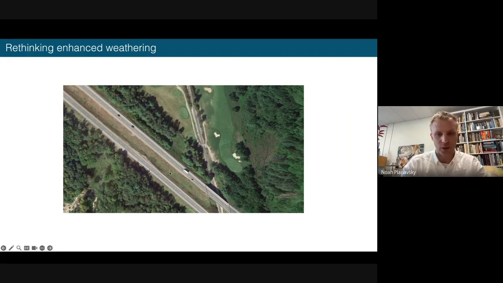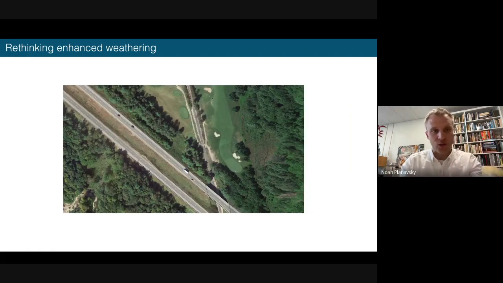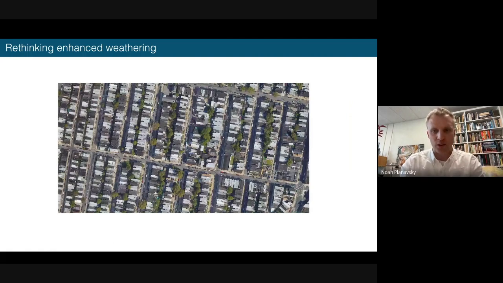So, for instance, if you think about medians and more natural areas along the edges of roads, they could be prime targets for enhanced weathering. However, not all roads are going to be ideally suited for that. So to be able to estimate the area that could be utilized for enhanced weathering, we need a way to distinguish road settings that are ideally suited for enhanced weathering from areas that, for obvious reasons like urban settings, would not be.